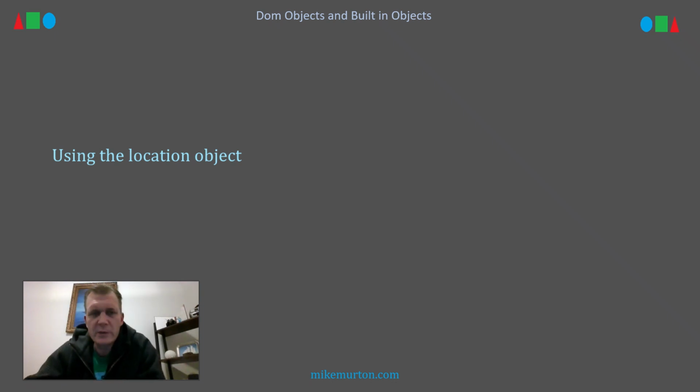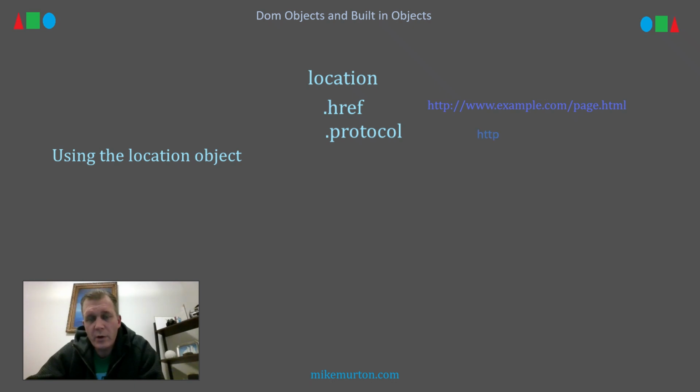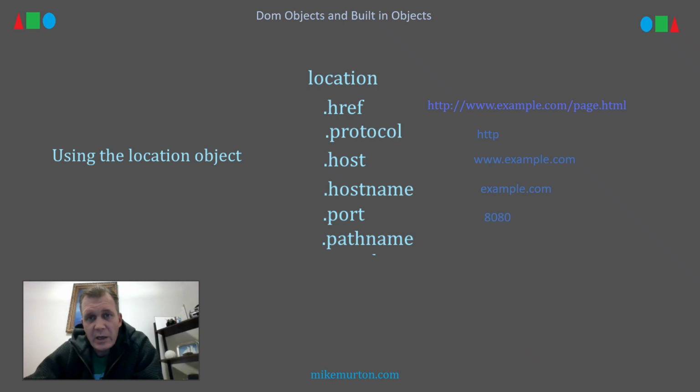Using the location object. The location object is provided by the DOM. It has the property href, which is the whole URL. It has the property protocol, which is just the protocol being used, in this case HTTP. It has the .host property, which is the full name of the host. The hostname, which would just be example.com or the name registered with the DNS. The .port, which is the port that is serving the page, which is 8080.